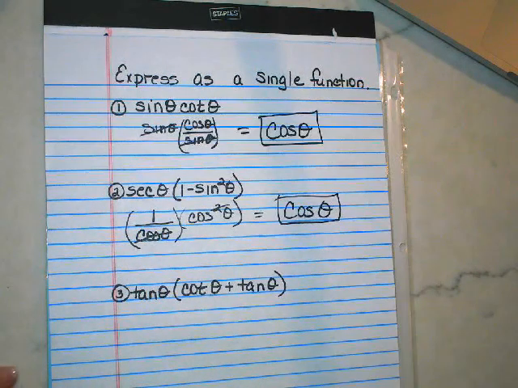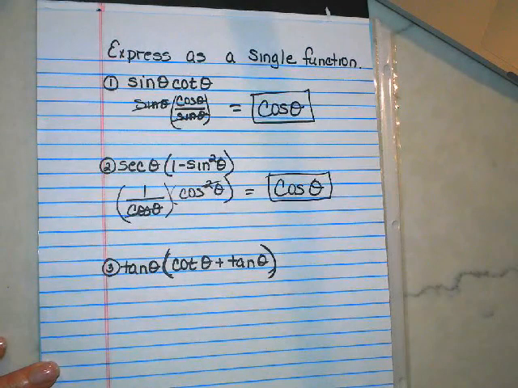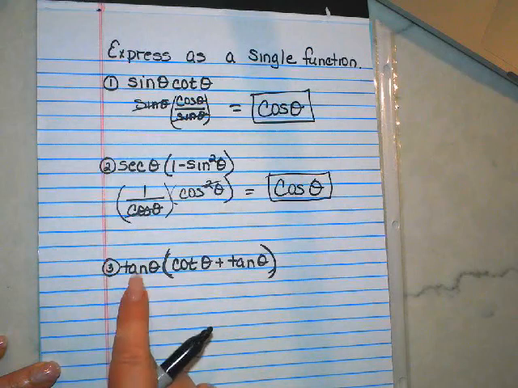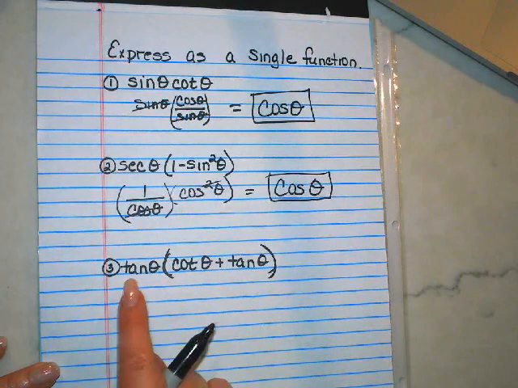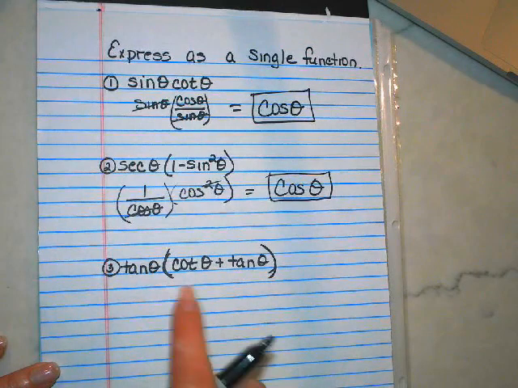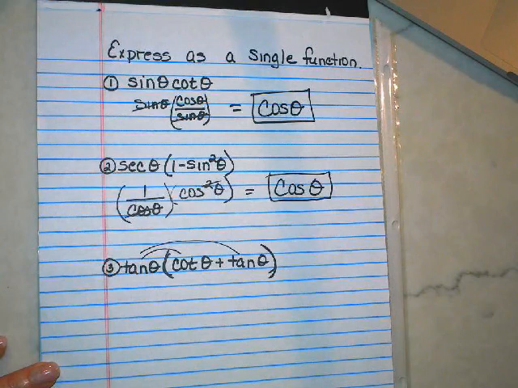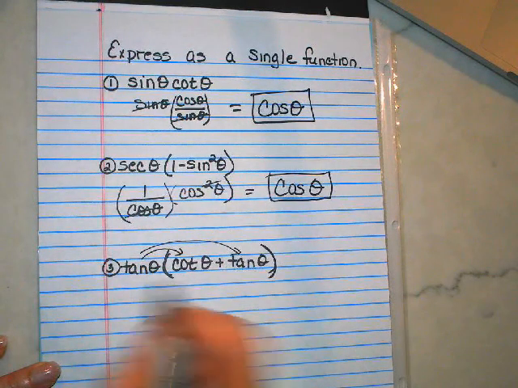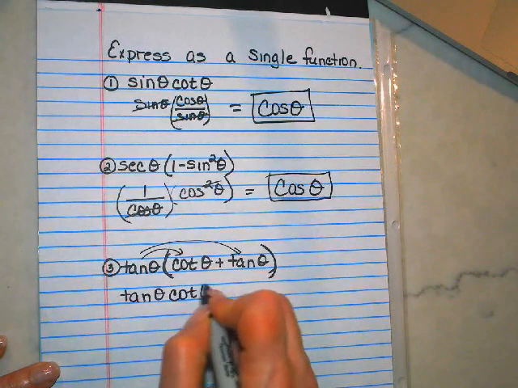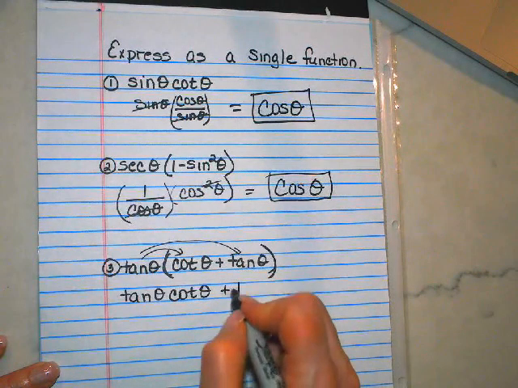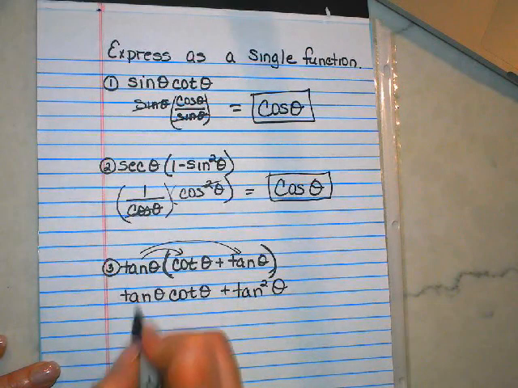Okay, so tan theta times, notice how there's parentheses here. Now, you might want to first change these. This would be sine over cosine, cosine over sine, sine over cosine. But then you're multiplying fractions. I know how much you hate that. So what I suggest you do first is distribute as it is right now. If I distribute it right now, I'm left with the tan theta cotan theta plus tan times tan is tan squared theta. Now I'm going to change it.